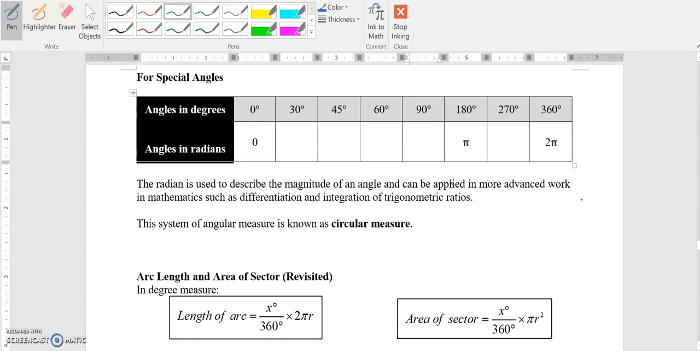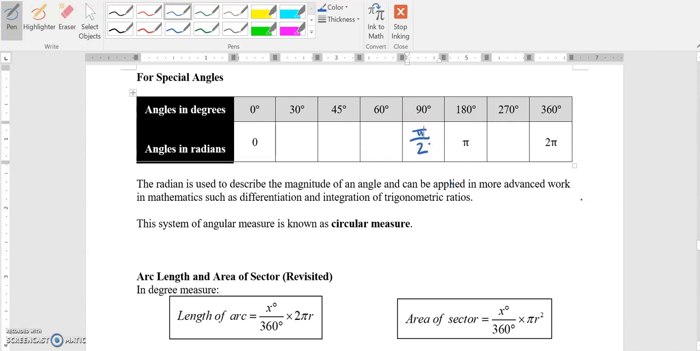Let us now take a look at arc lengths and area of sectors in radian measure. But before we do that, let us do a quick recap on the angles in degrees versus the angles in radians. Now we know that 180 degrees is equal to pi radians. So if it is 90 degrees, half of 180 degrees, we can expect that 90 degrees when converted into radians is pi over 2 radians.